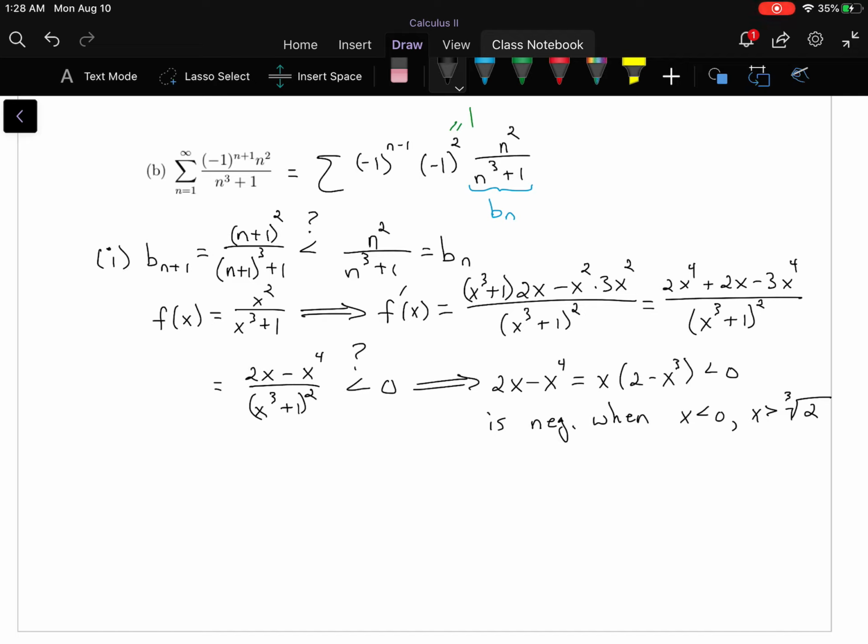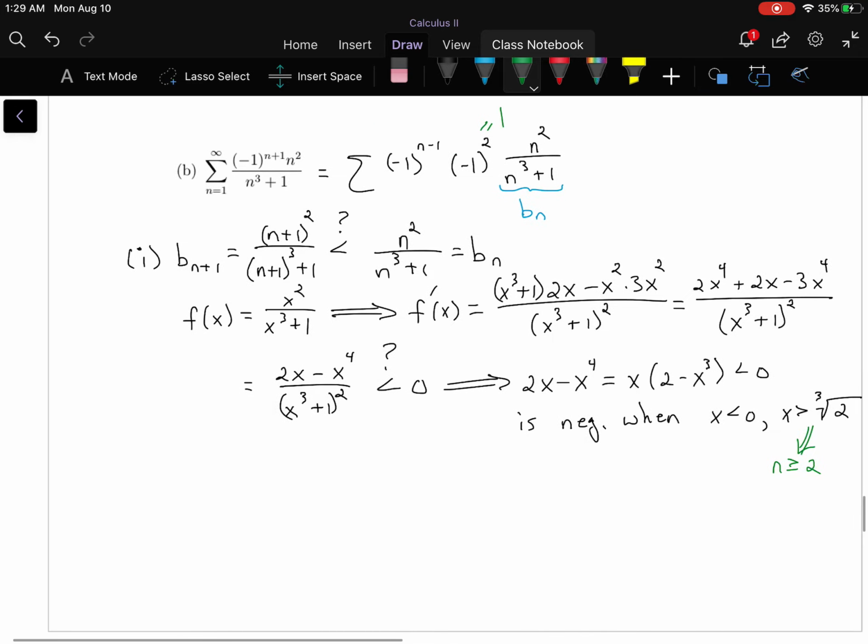Now x, remember, corresponds to n, and n is a positive counter. And so x being less than 0 is never going to happen, but x can be greater than the cube root of 2. And the cube root, when you go to the nearest integer, corresponds to n being greater than or equal to 2. So now we know that from 2 onwards the series does decrease. So that's good. Now we have a starting point.